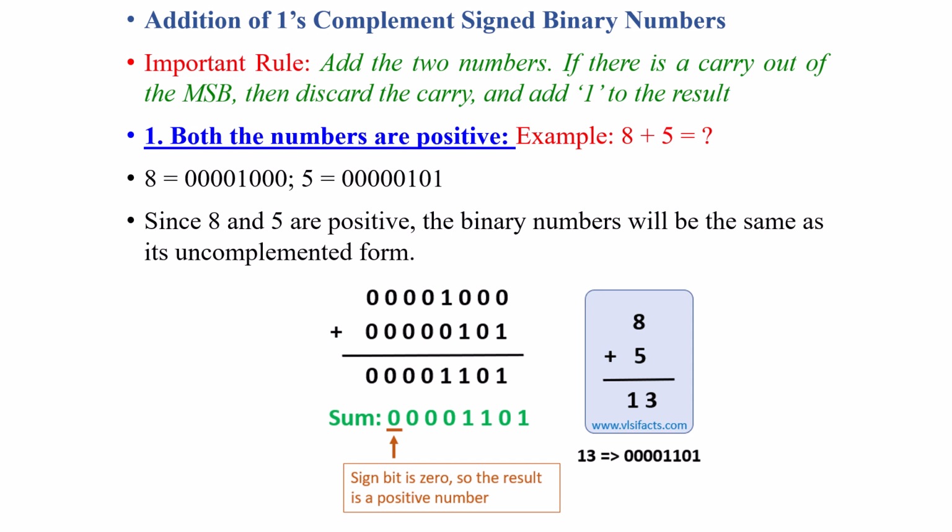First case, both the numbers are positive. If both the numbers are positive, we have to take the binary of the number and do the addition. So the binary of 8 is given here and binary of 5 is also given. So we have to add the numbers. For checking the sign, we have to check the most significant bit. If the most significant bit is 0, the result is a positive number.